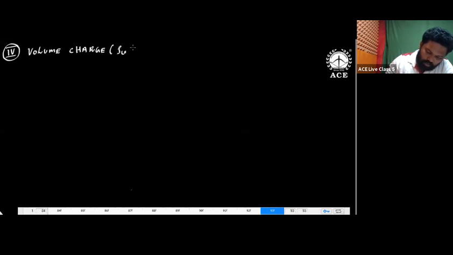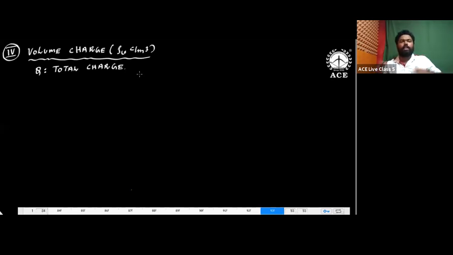Here it is, rho v. Units are coulomb per meter cube. Q is the total charge, which is distributed in the volume. Something like this.